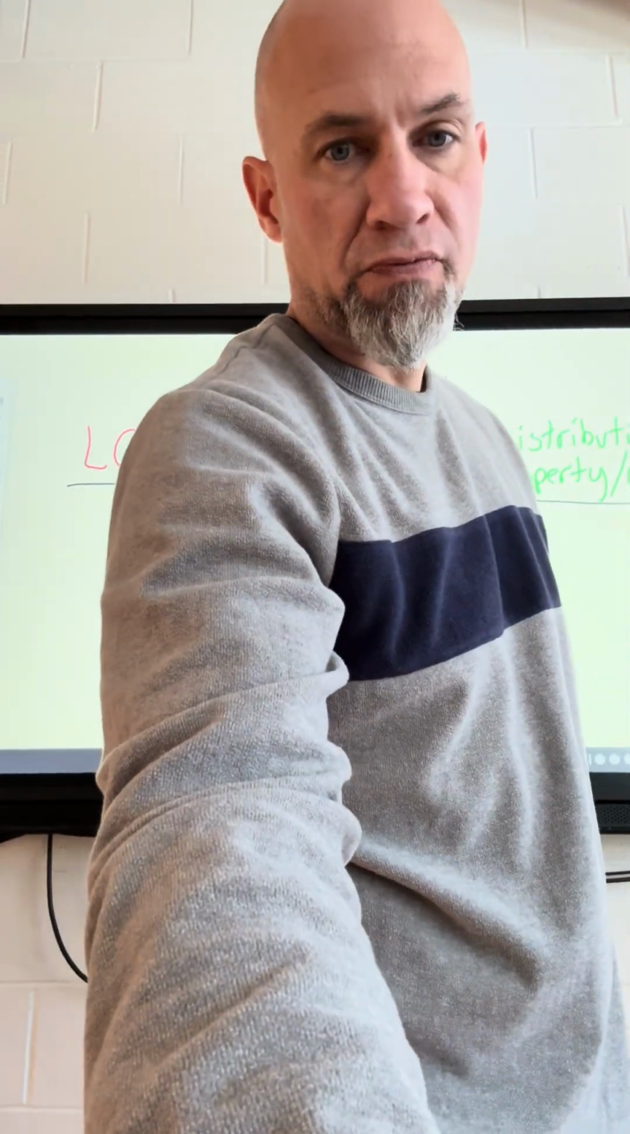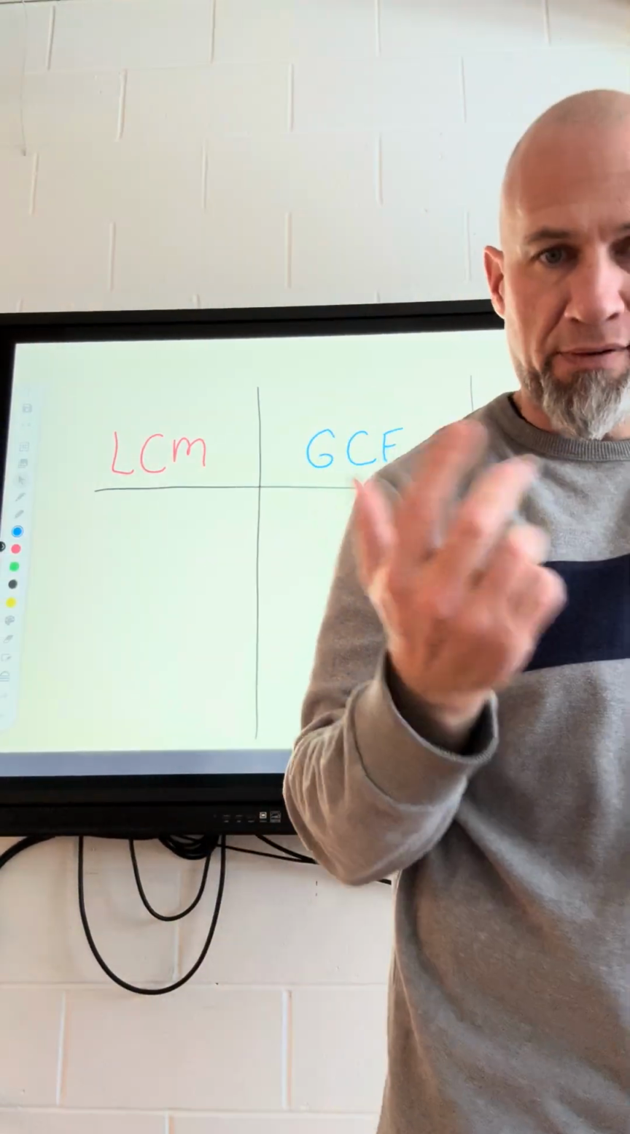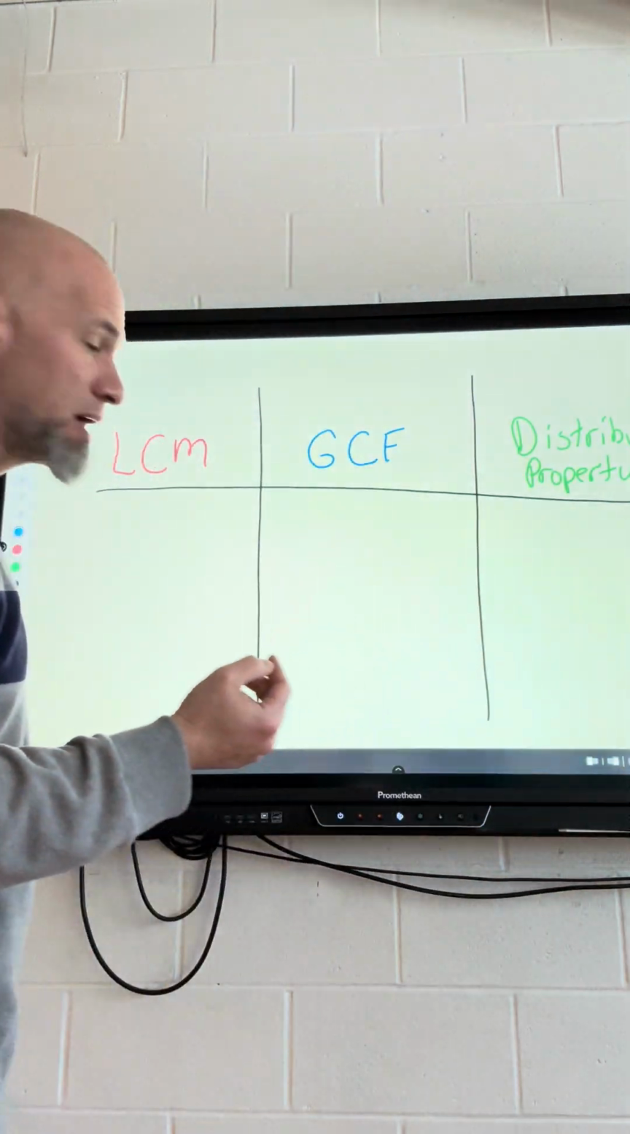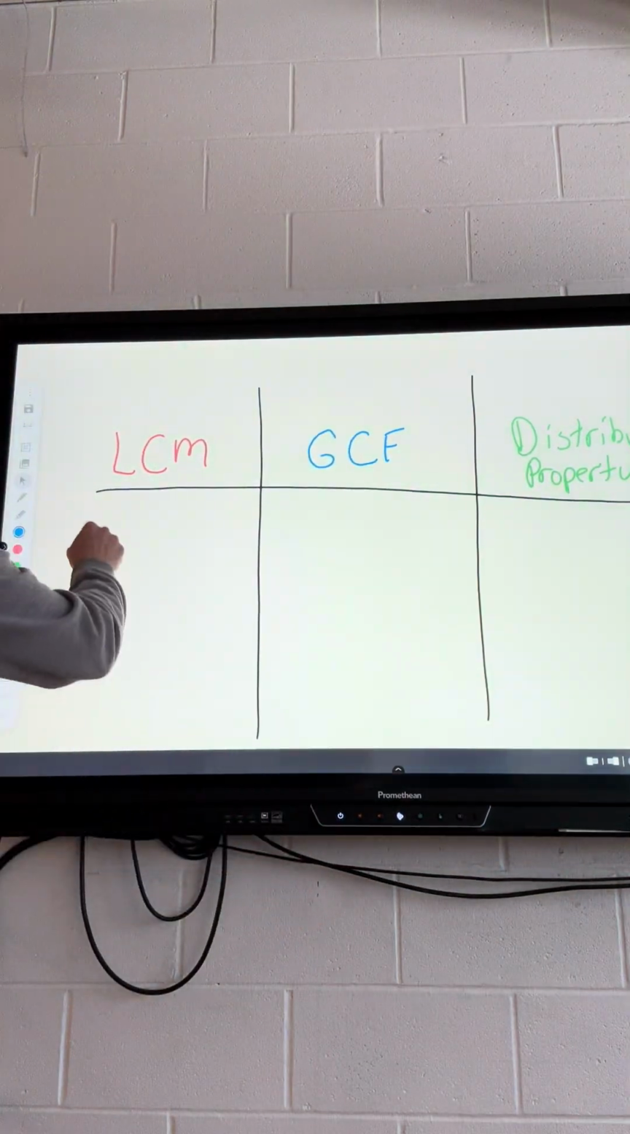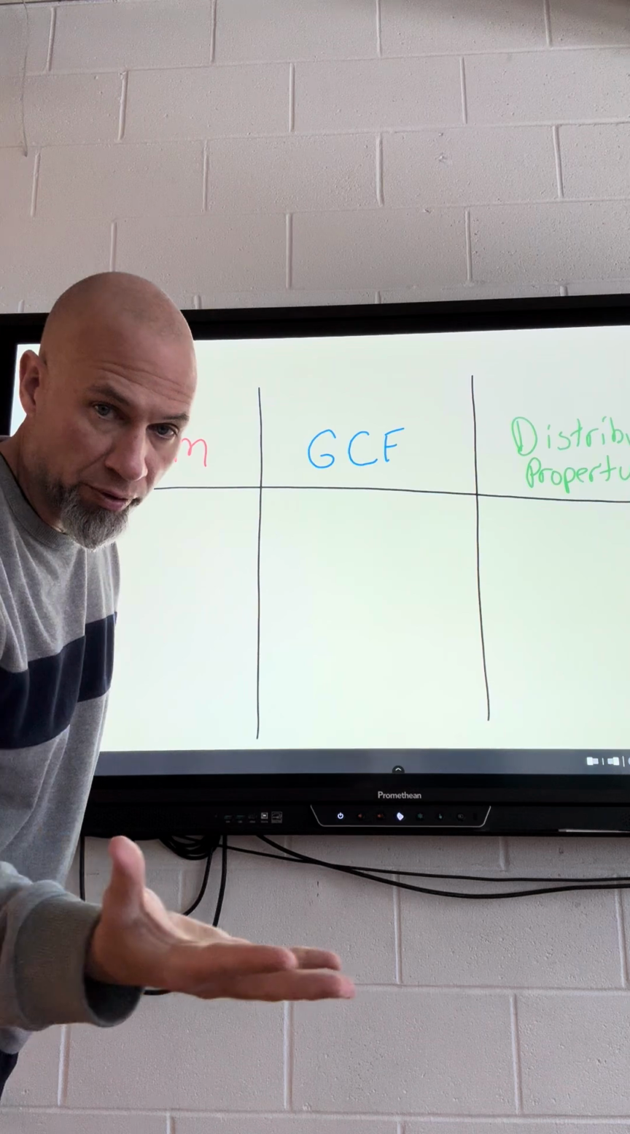Okay, everybody, some tips for the Khan Academy tonight. You're going to have three things to do. One is least common multiple. So remember, least common multiple is when you have two or more numbers.